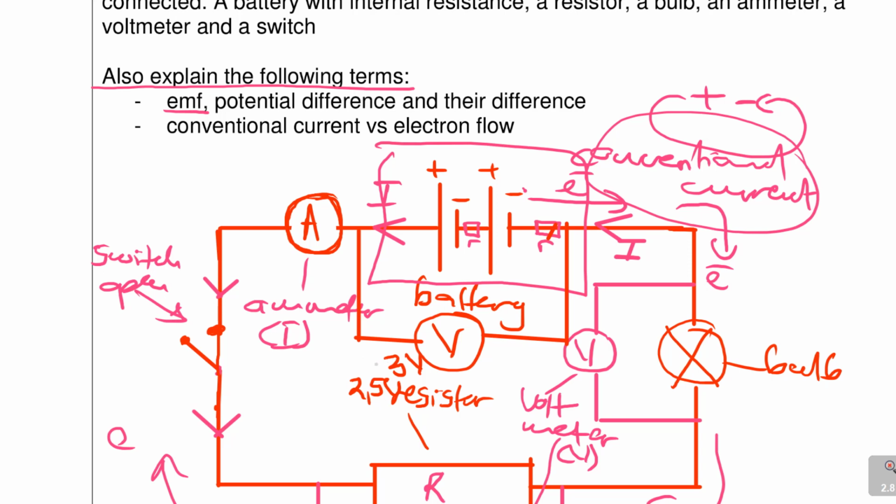So you've got two readings. For open, it is 3 volts. For closed, this is just an example, it is 2.5. The question is why? It's because of that internal resistance I was telling you about. Now what is this closed voltage? This is the potential difference.